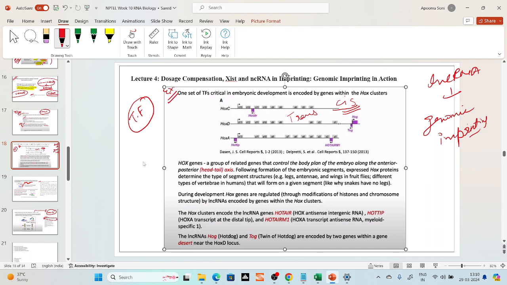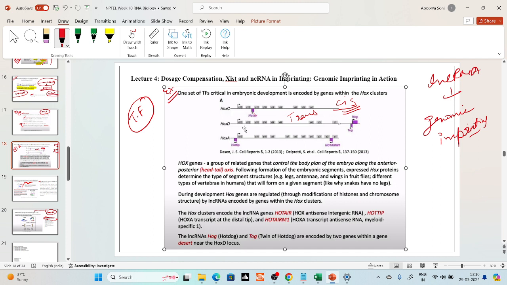Otherwise, there would be malformations. So, at a point, either HOXC should be expressed or HOXD should be expressed. Within the HOXC expressing area, HOXD should not be expressed. And how is it controlled? It is controlled with the help of a long non-coding RNA, which is known as HOTAIR. So this HOTAIR long non-coding RNA, although it is produced in HOXC, goes to a different gene, that is HOXD, and it silences HOXD expression.